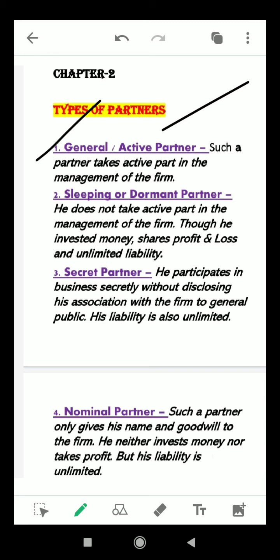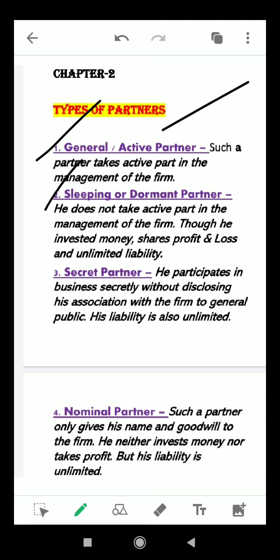As we say that he is active, that means he is actively taking part in any activities. Yes, and he may act in different capacities such as manager or organizer, advisor, then controller of all the affairs of the firm. So he may also be called as working partner or active partner or general partner.